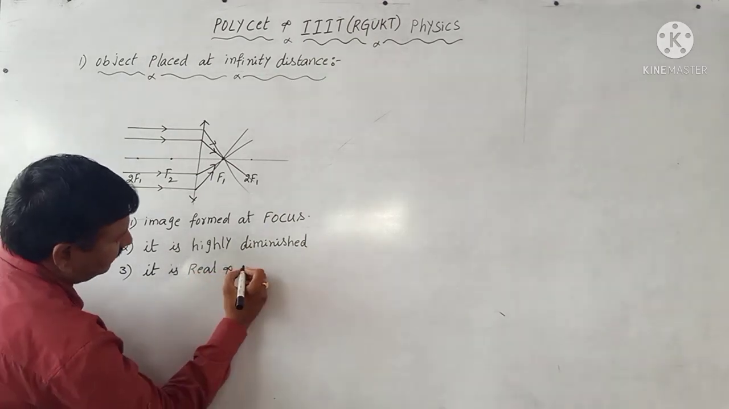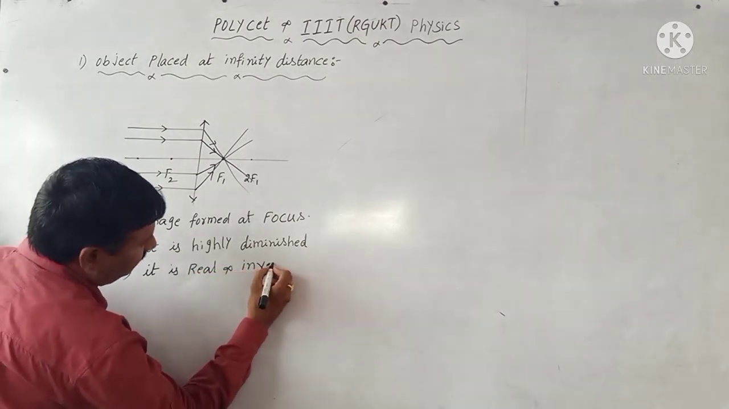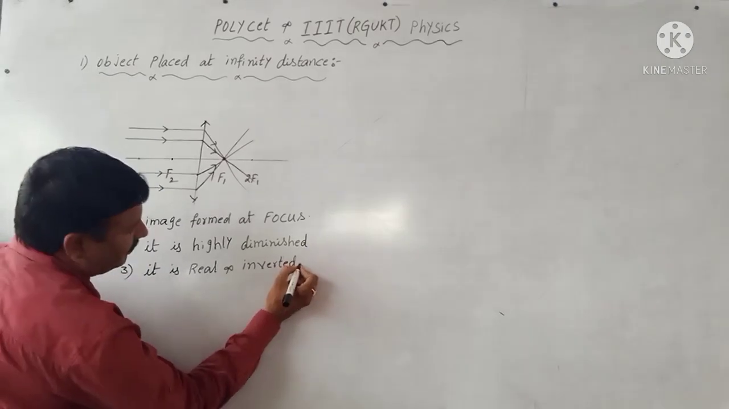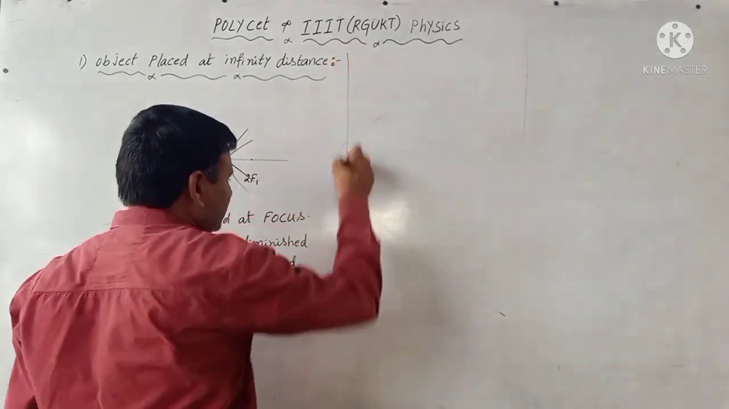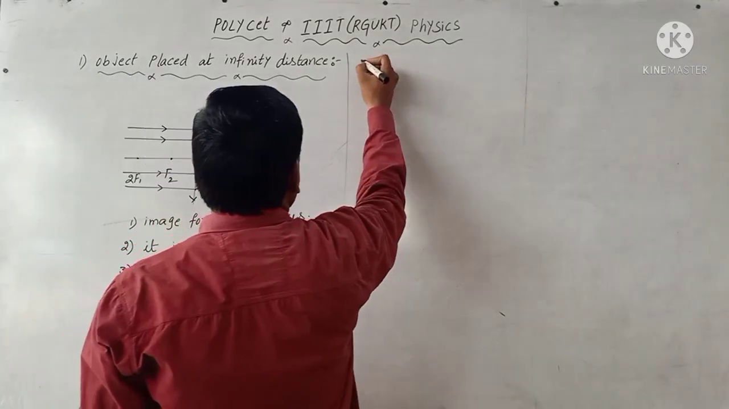Real and inverted. Inverted means the image is formed in reverse. All real images are inverted images. So that is the first one. Now we go to the second one.